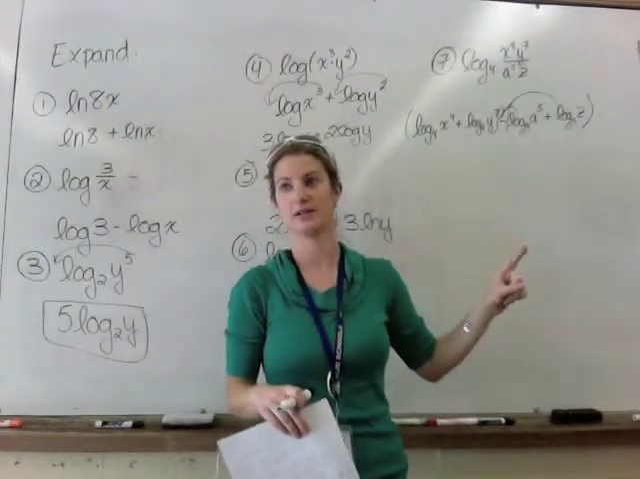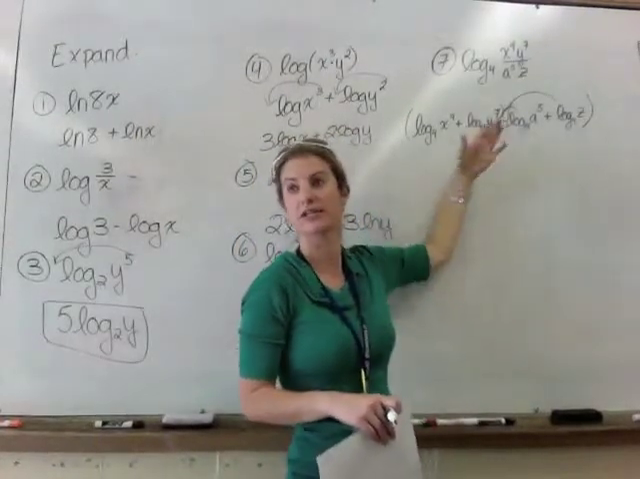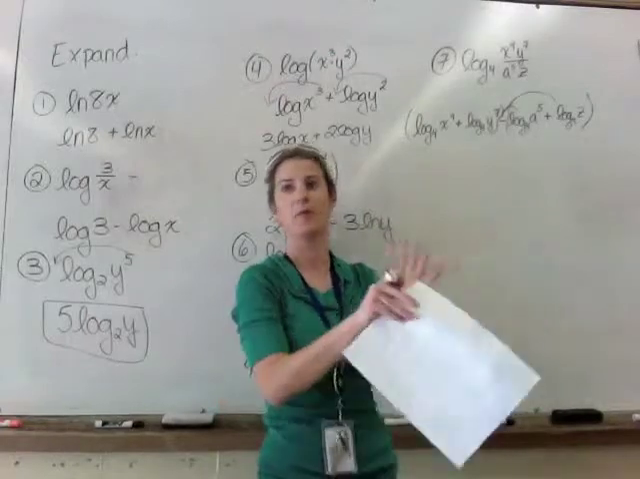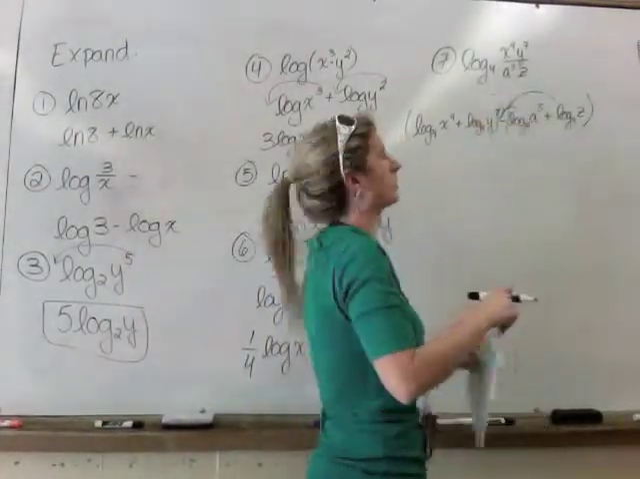Does everybody understand? So I don't care. If you write it this way, you will absolutely get full credit because that's mathematically correct. Does everybody understand? But if you're writing it with no parentheses, minus is always go in front of the denominator, plus is always go in front of the numerator.